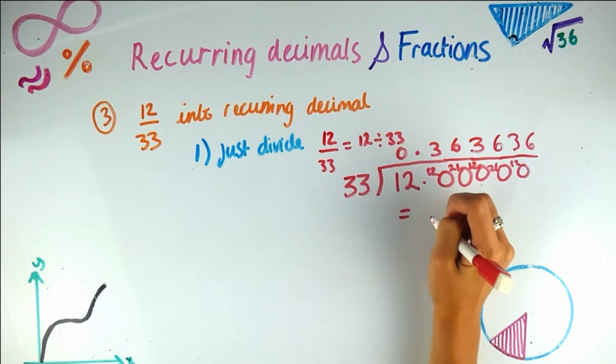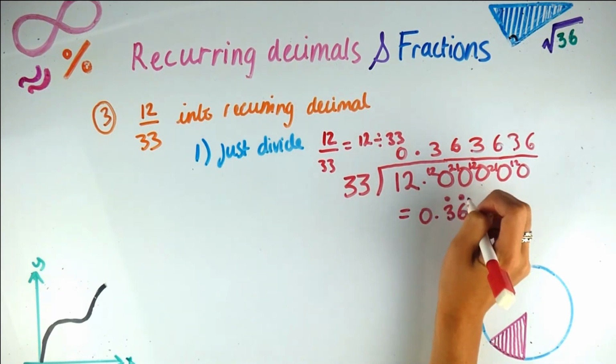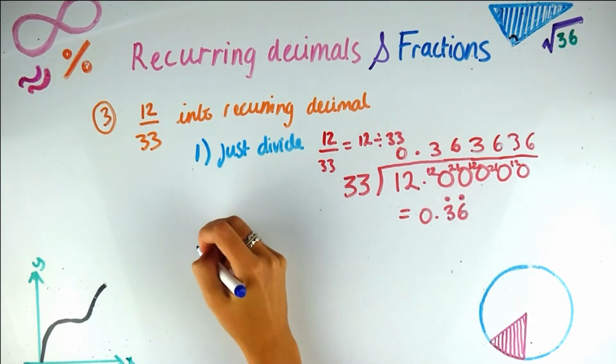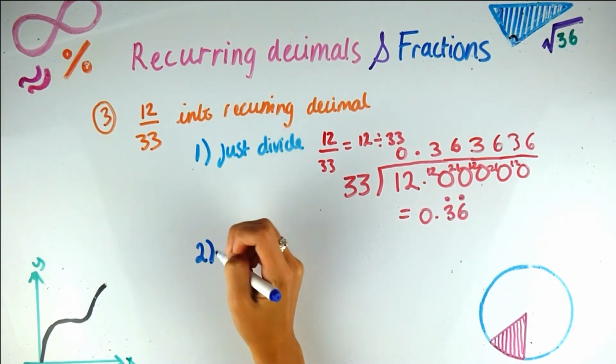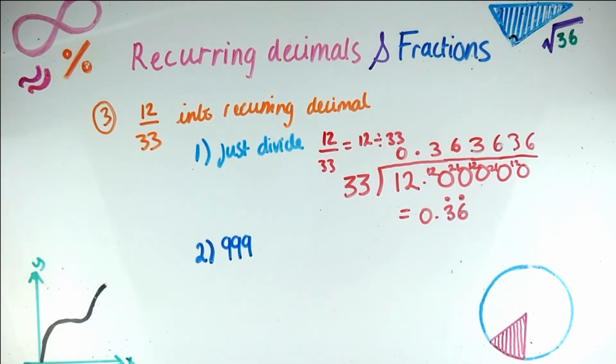So the recurring part is going to be 0.36, and then that whole bit is recurring. So that's the first method, just doing long division. The second way you can do this problem, which you can't always do, but it's very nice if you can, I call this the 999, like 999 emergency call for help.